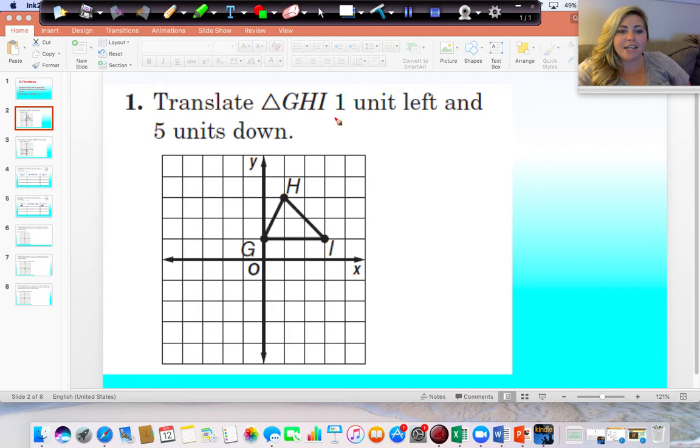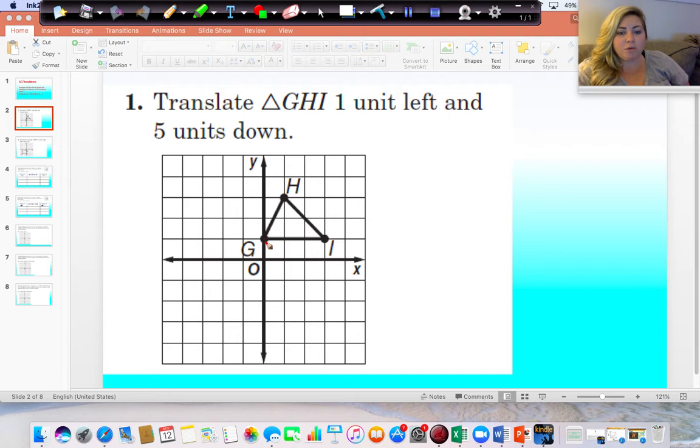It says translate triangle GHI, that's this one, 1 unit to the left and 5 units down. When it's already drawn here on your coordinate plane, it's easier, in my opinion, to take the coordinates and draw them into their new spots. And then if it asks you to rewrite the coordinates, once you have it in its new spot, rewrite them out to the side, okay?